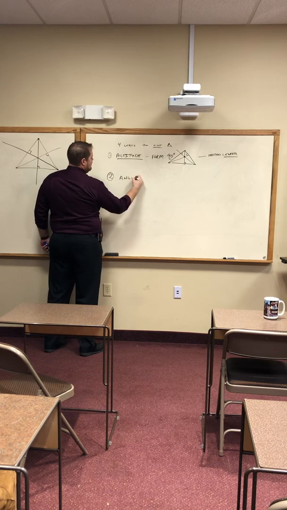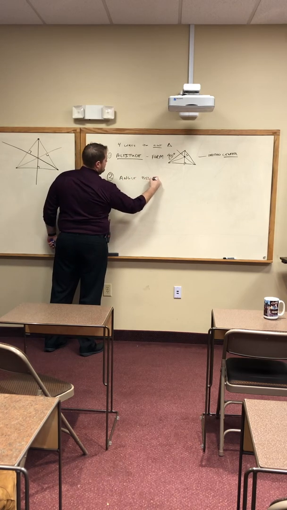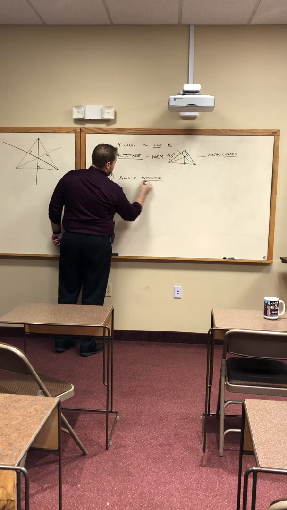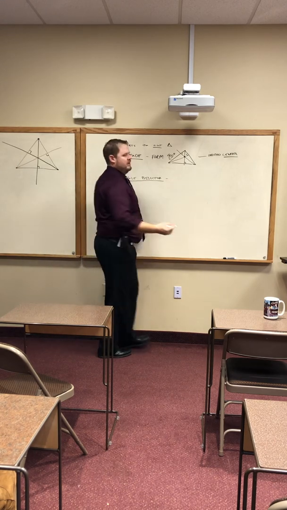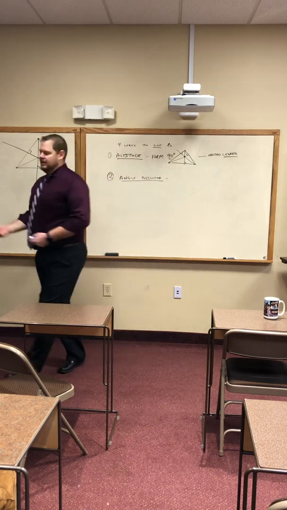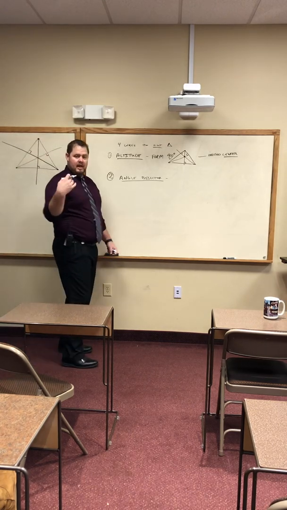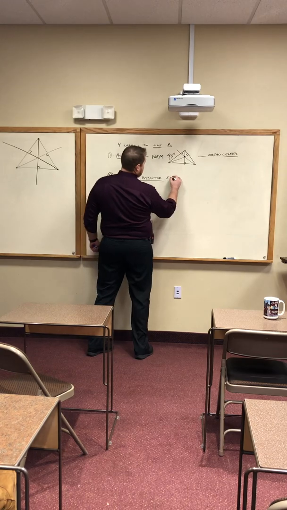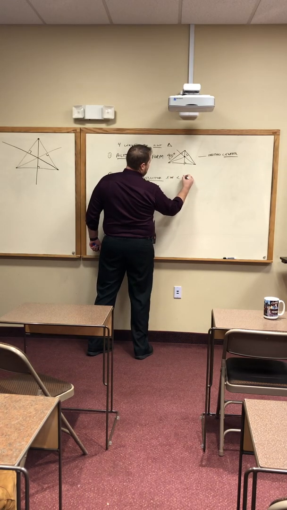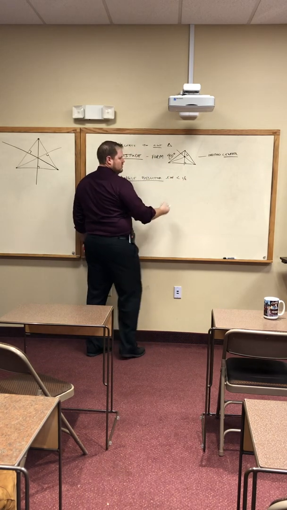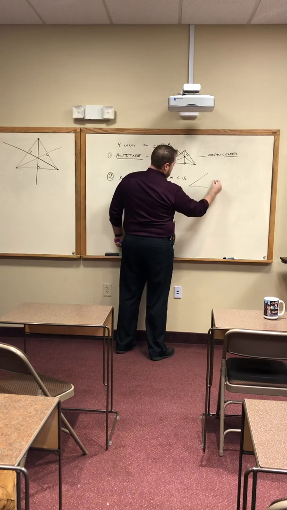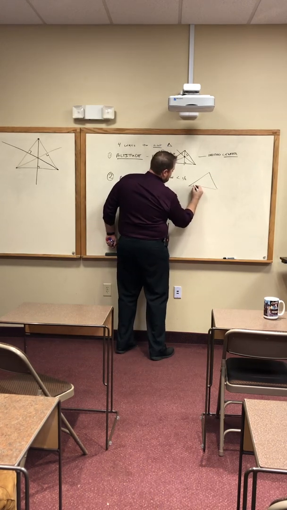Angle bisector. So what does that mean? What do you think that does? It's an angle and it bisects. So what is it going to do in that triangle? It's going to cut the angle in half. So it cuts angle in half. So let's draw that. So it's going to cut this.